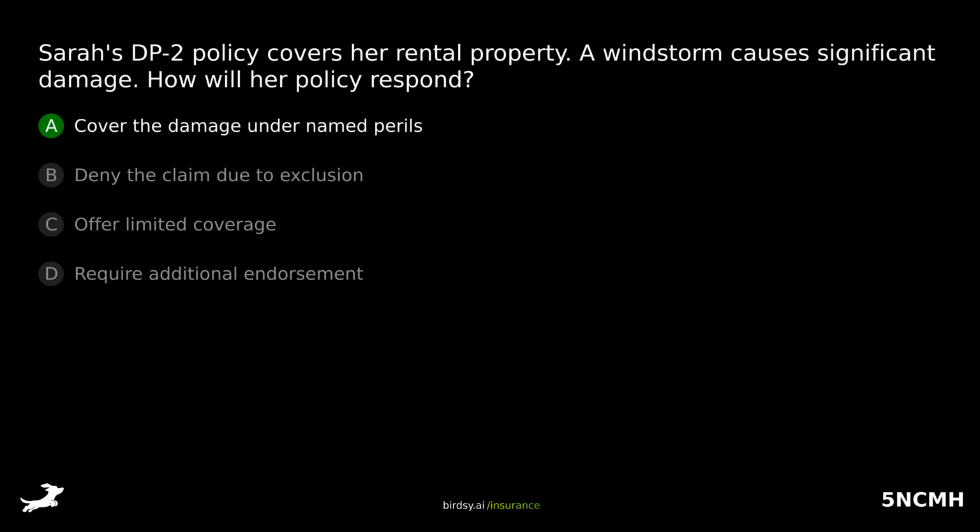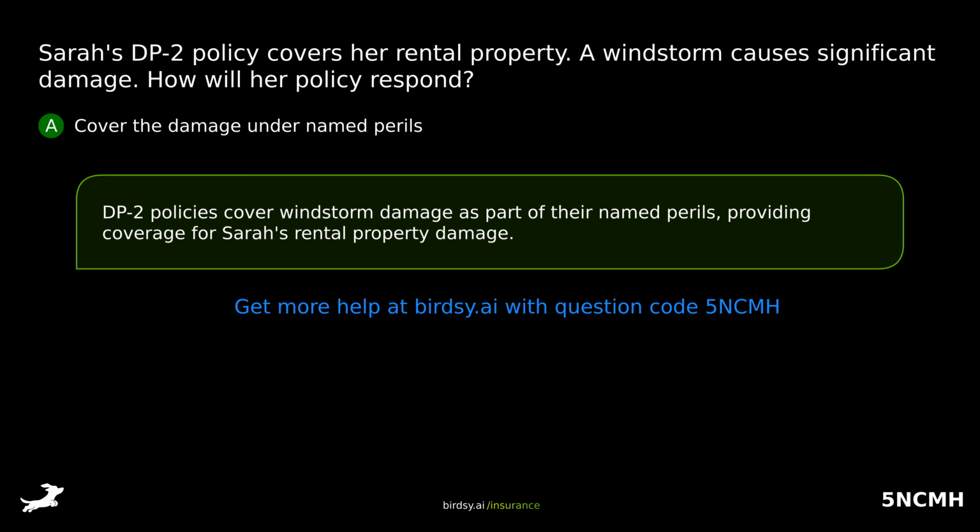The answer is A, cover the damage under named perils. DP2 policies cover windstorm damage as part of their named perils, providing coverage for Sarah's rental property damage.